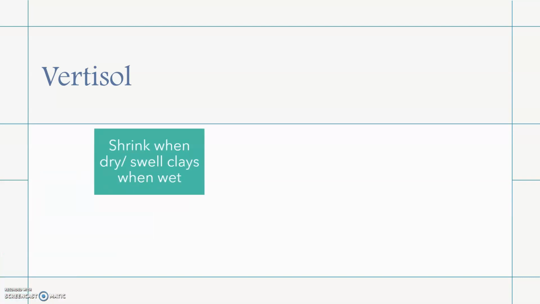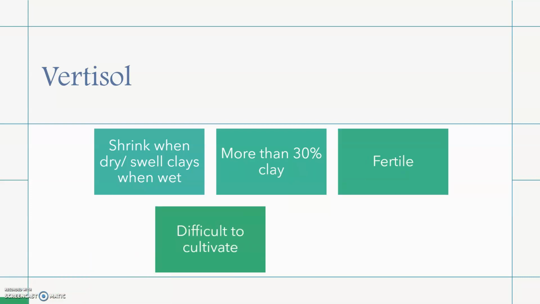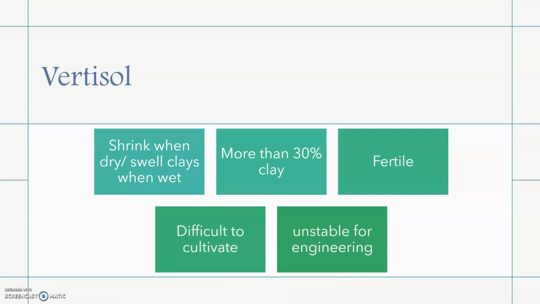Next is vertisols. Vertisols shrink when dry and swell when wet. This is because there's a lot of clay. Vertisols have more than 30% clay. They are very fertile, but are difficult to cultivate due to the clay content. They are also unstable for engineering.